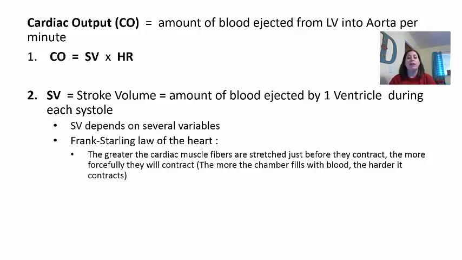So when we look at the stroke volume, it's going to depend on a couple of variables, and they are put into this law of the heart. We don't actually see a lot of laws in biology. You see a lot of laws in physics and things like that, but there is a law in biology which is called the Frank-Starling law of the heart. The Frank-Starling law of the heart says the greater the cardiac muscle fibers are stretched, so the more blood that comes in and stretches the fibers just before they contract, the more forcefully they will contract and push the blood forward. This is a harder contraction, which means it'll increase the stroke volume. So more blood is going to be put out, and that's the cardiac output.